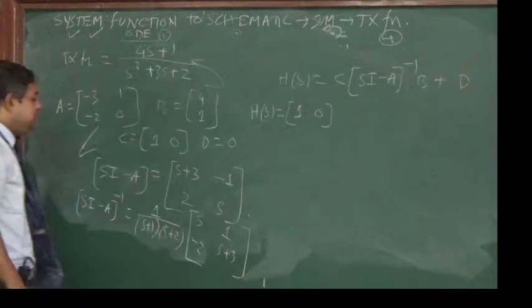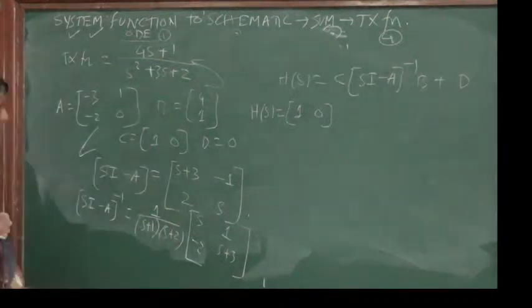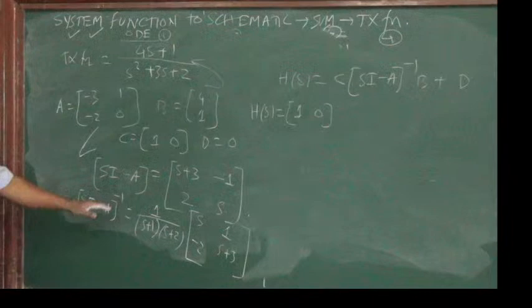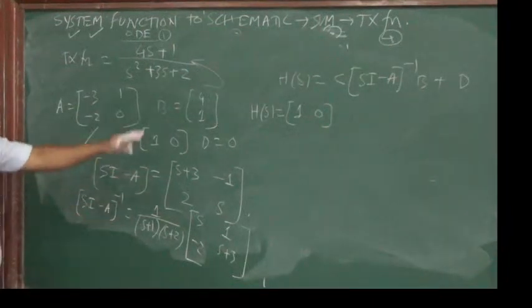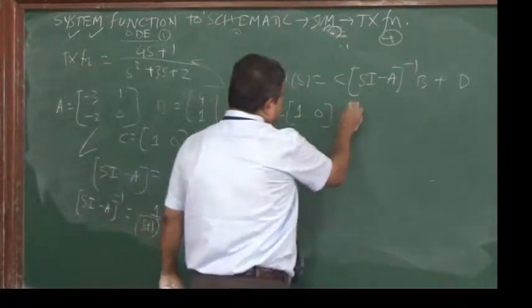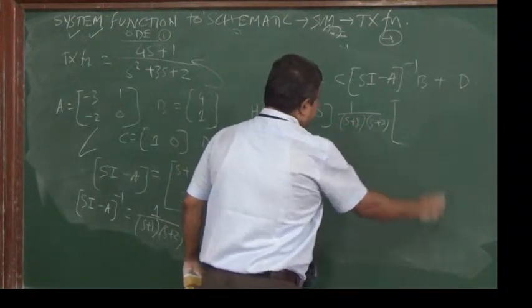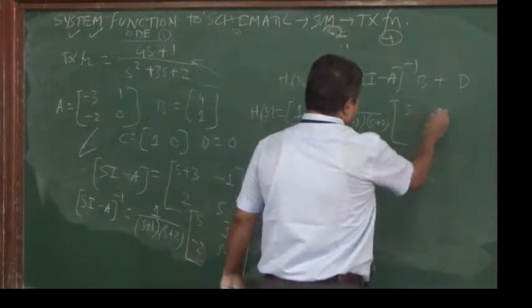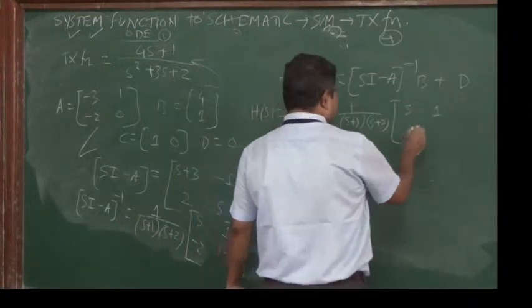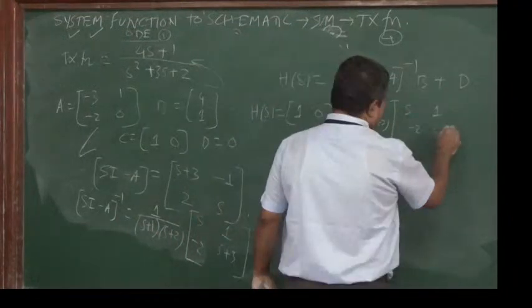So this is actually (sI minus A) inverse. So (sI minus A) inverse is nothing but the inverse of sI minus A. It comes like this. So C into (sI minus A) inverse, which is 1 by (s plus 1)(s plus 2), like this, and this is s minus 2 and s plus 3, into B.